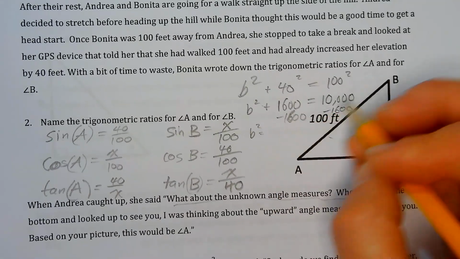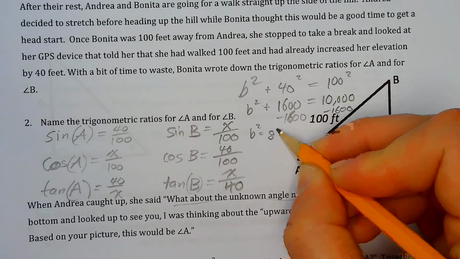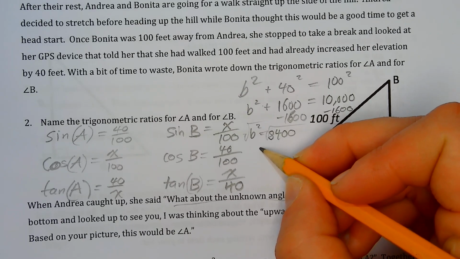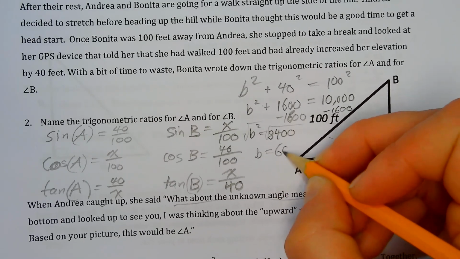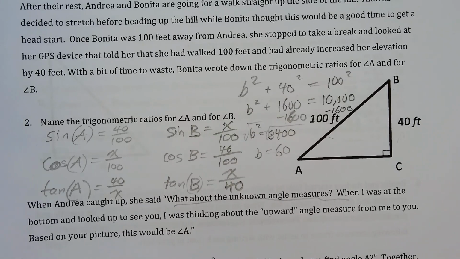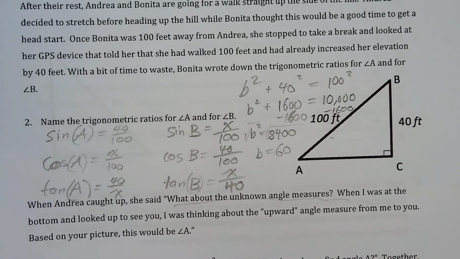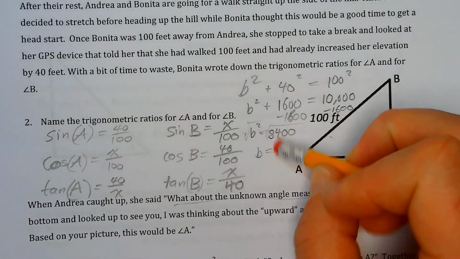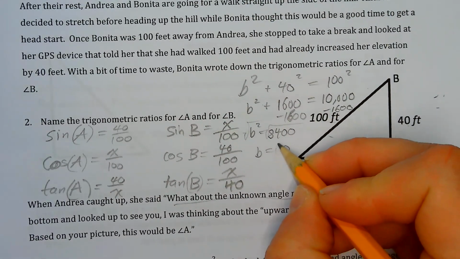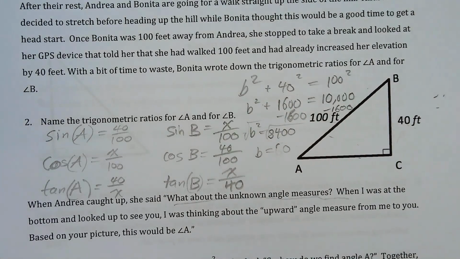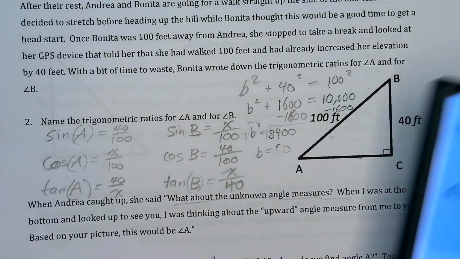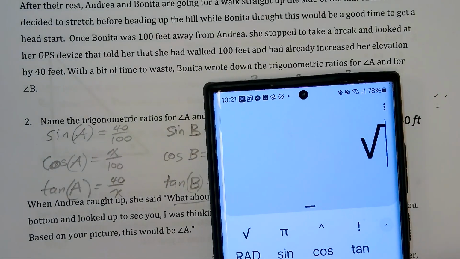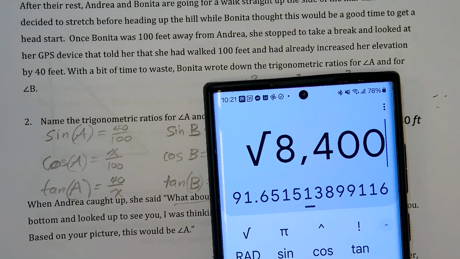B squared equals 80,400. Take the square roots, and I believe that is B equals 60. Is that true? Wait, 80. There we go. Wait, 84? Oh, I better just figure this out then. 91.7.